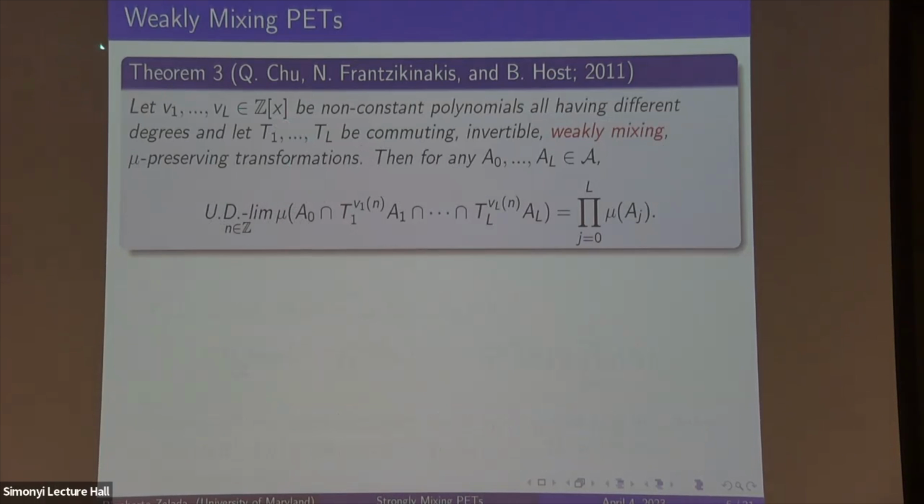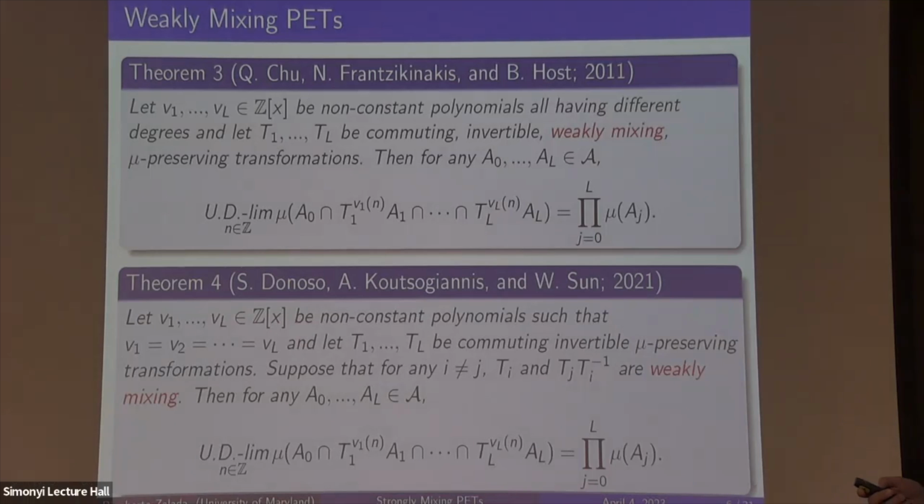So the first case is another weakly mixing polynomial ergodic theorem, which follows from a result of Chu, Frantzikinakis, and Host from 2011. And what it says is that for any L polynomials in Z[x], all having different degrees, and any T1 through TL which are weakly mixing, this multi-correlation expression always becomes independent. So here we're assuming that the polynomials are as independent as they can be, right? They have different powers, so that's very independent.